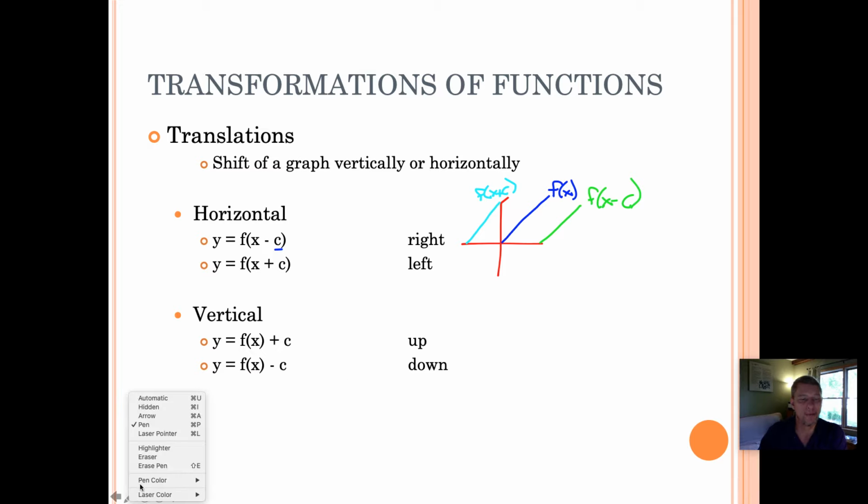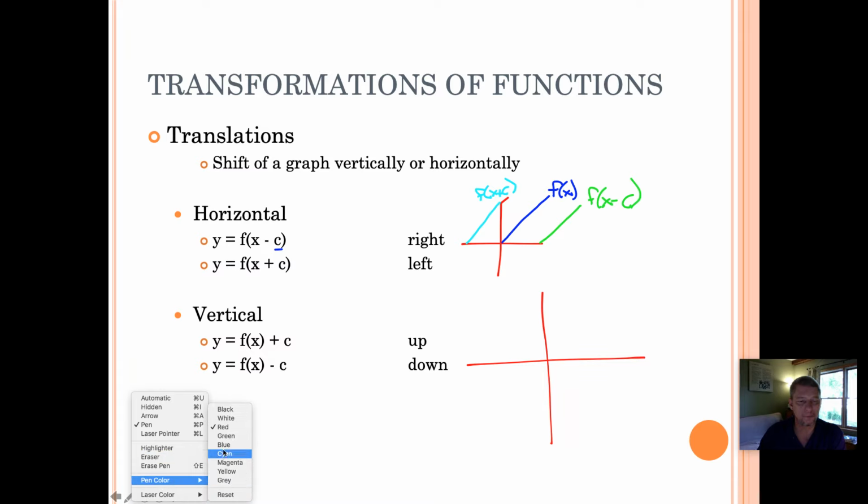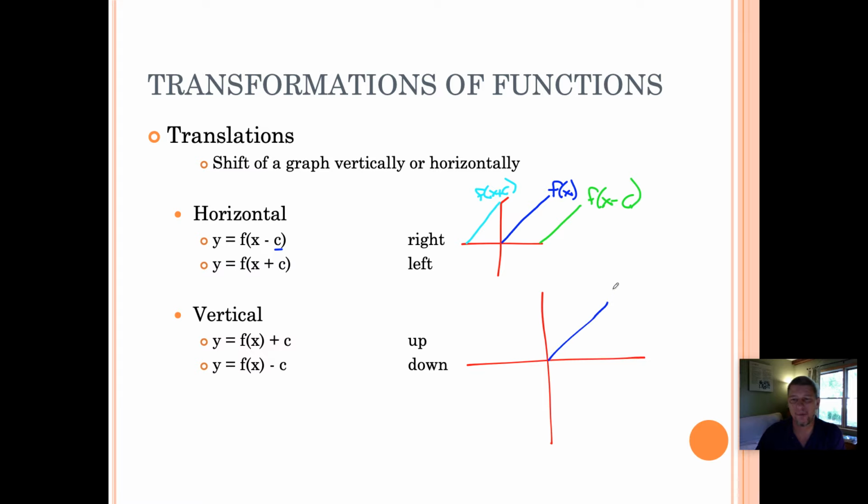Now, let's say for the sake of argument that we have again, a set of axes. I'll make this one a little bit bigger. And in this case, again, I'm going to draw in my function f of x. So the blue line represents f of x. If I wanted to move this vertically upward, I would simply add c, not to the value of x, but rather to the value of y, f of x.